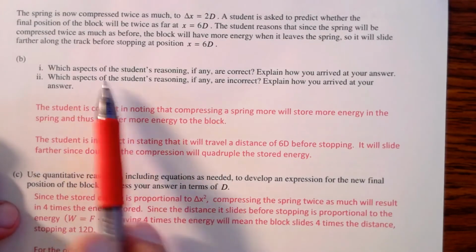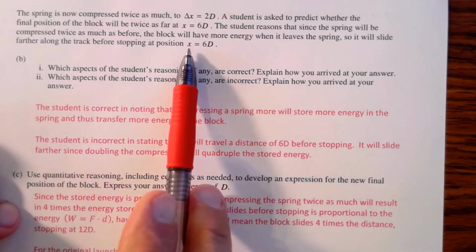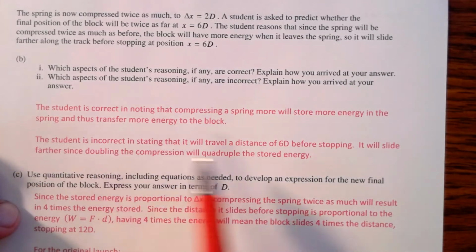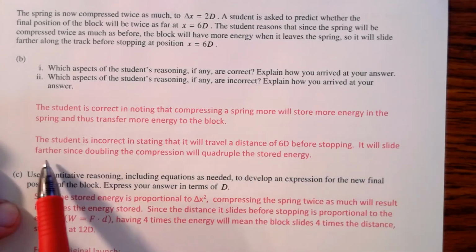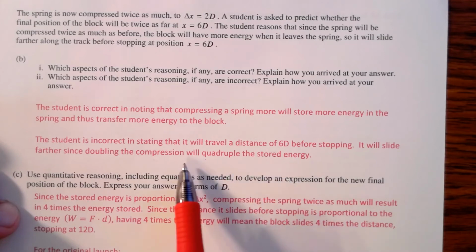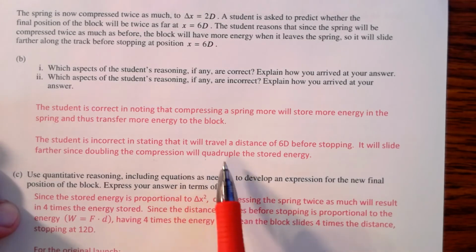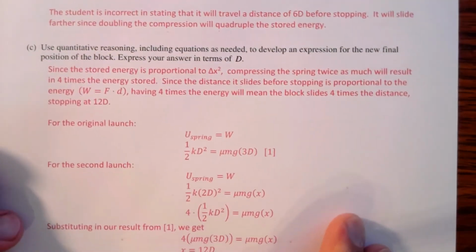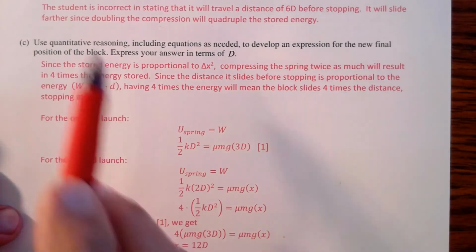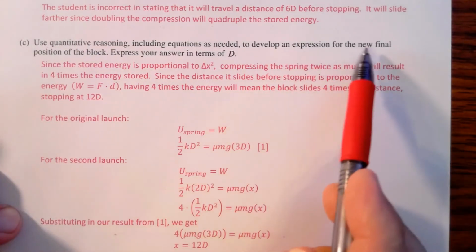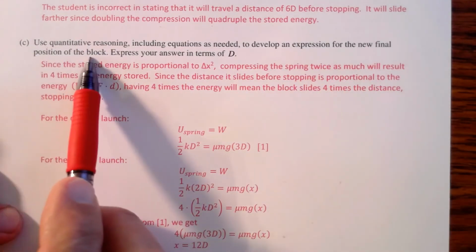The student is incorrect, though, in saying that it will go a distance of 6D. Okay? So that's the incorrect part. Since we double the compression, it'll quadruple the energy, and if the energy is 4 times as big, it'll go more than twice as far. Okay? Now, here's where the real money comes in. You have to use quantitative reasoning, numbers, equations, to develop an expression for the new final position of the block.